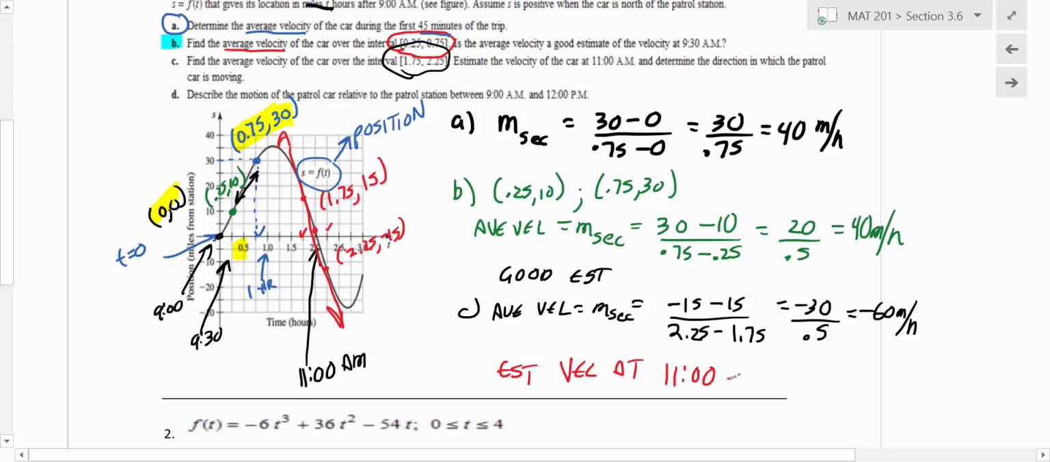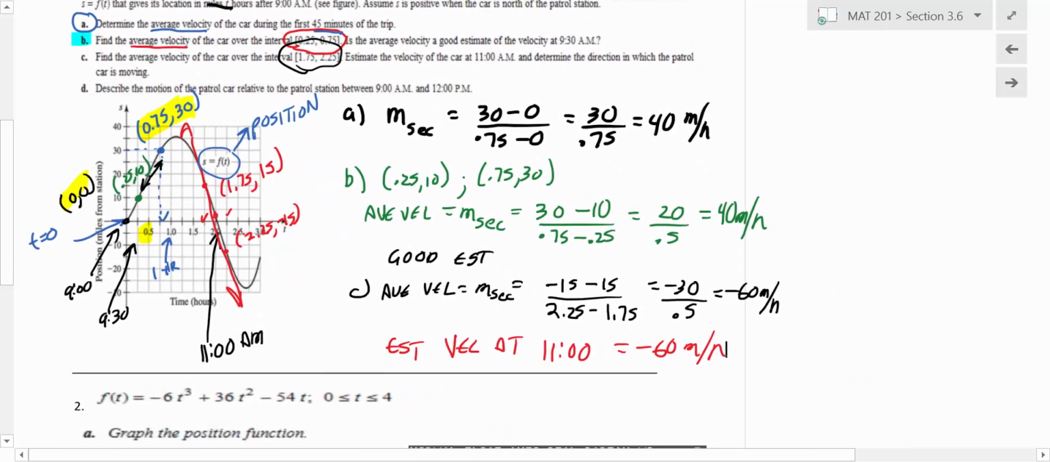That would be about negative 60 miles per hour. I don't see much difference in that, so that would be the idea. And the idea that we've learned is the closer the points get together, the closer you get to the exact value of the instantaneous velocity. Okay, so let's look at a couple of things on this part D.